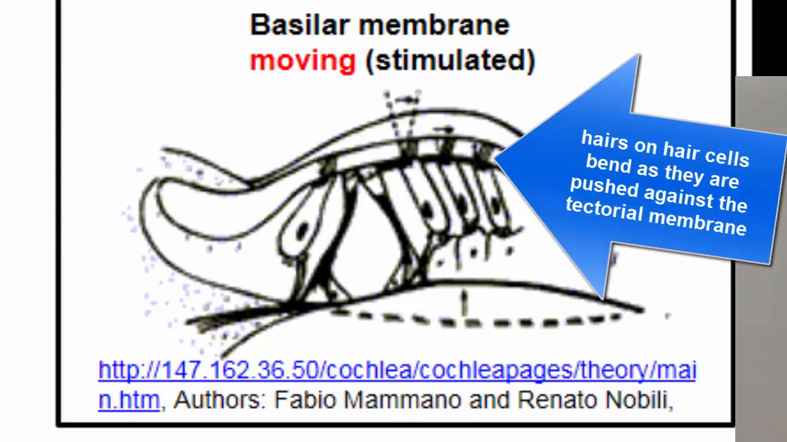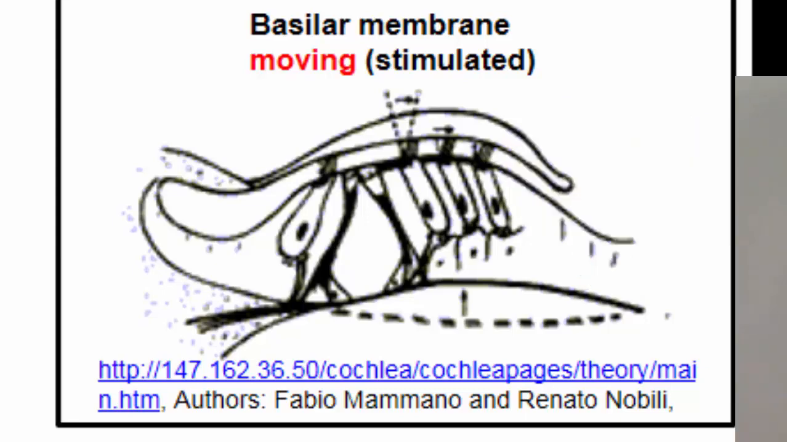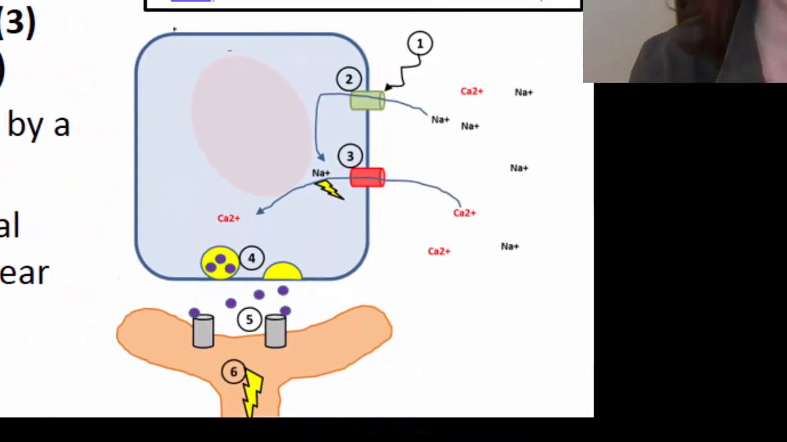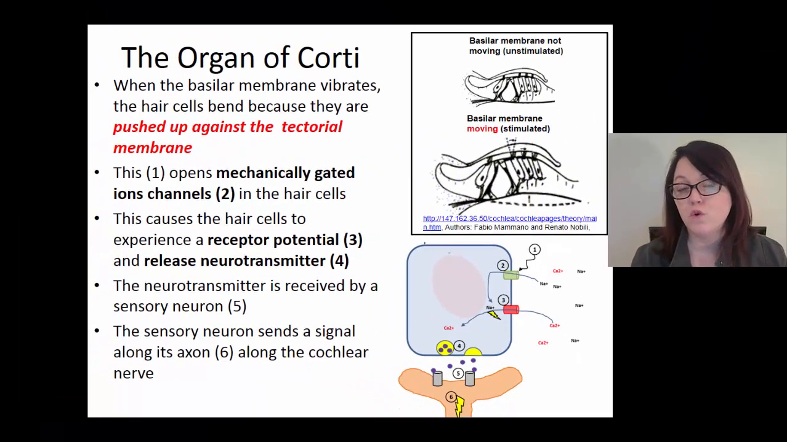And when the basilar membrane vibrates, those hairs are going to bend, because if the basilar membrane vibrates, the hair cells will be pushed up against the tectorial membrane, and the hairs will bend because they're already touching a ceiling, right? And this is going to cause the opening of mechanically gated ion channels in the hair cells. This causes the hair cells to experience a receptor potential, and then the hair cells release neurotransmitter. The neurotransmitter is then picked up by a nearby sensory neuron, and now that sensory neuron itself experiences an action potential, and now we're sending a signal along the cochlear nerve towards the brain.